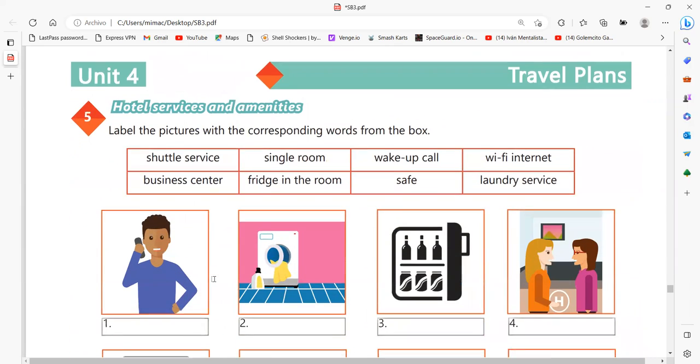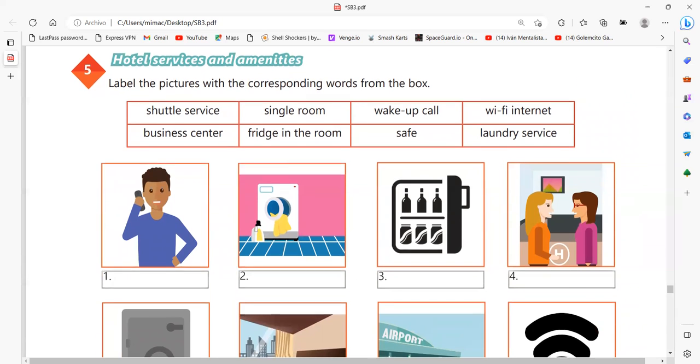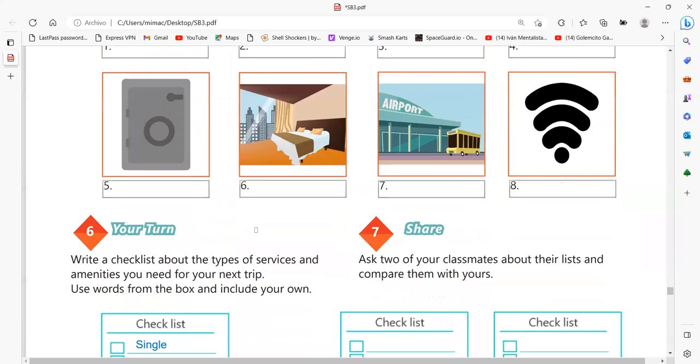Later, you were labeling these pictures with the corresponding words from the box. And your choices were shuttle service, single room, wake up call, Wi-Fi internet, business center, fridge in the room, safe, laundry service, yeah? And you did it in an excellent way, congratulations.